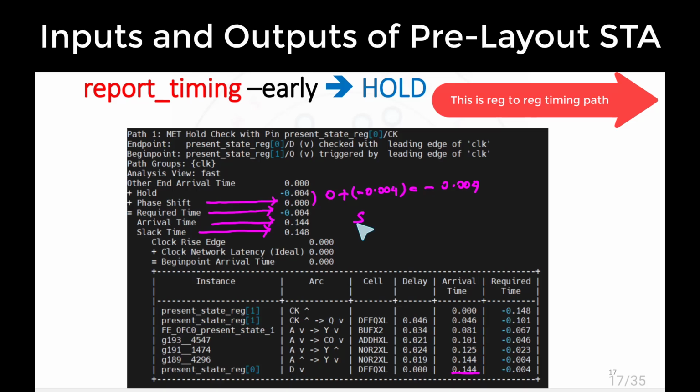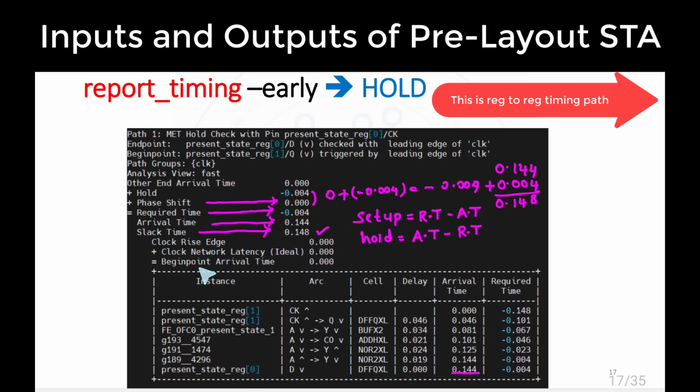You need to understand these basic terms called setup and hold. In setup, slack is required time minus arrival time. In hold, it is arrival time minus required time. So here arrival time is 0.144 minus required time. Required time is minus 0.004, so minus of minus becomes plus 0.004. If you calculate this, the slack is 0.148. Next, clock rising edge is 0 and network latency is 0.